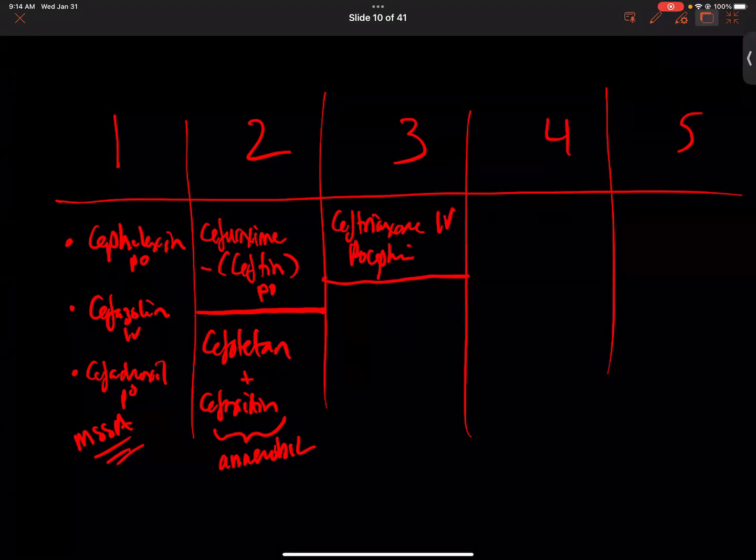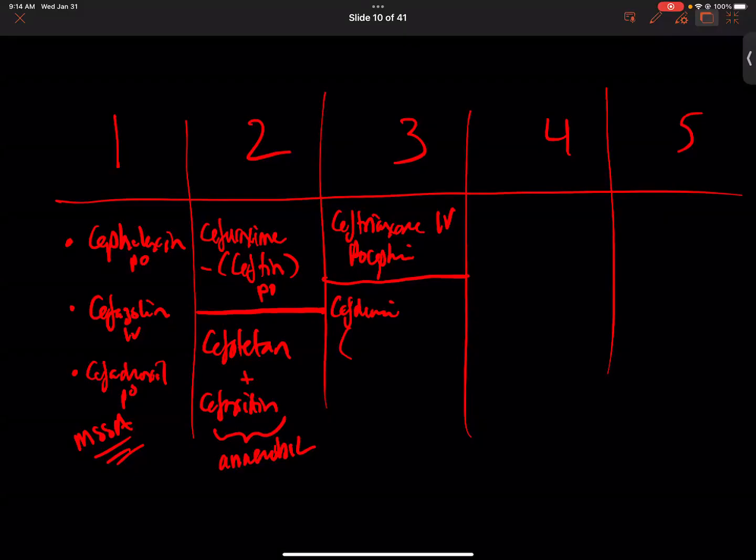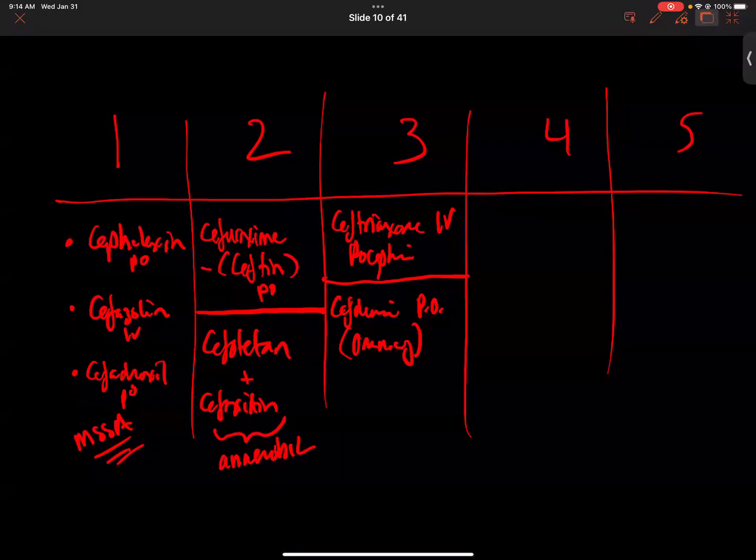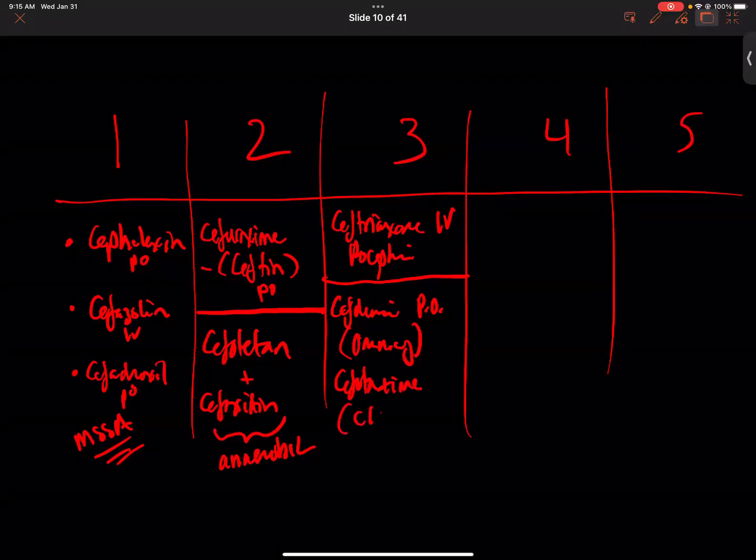Any others? Cefdinir. What is Cefdinir? What's the brand name for Cefdinir? Omnicef. And that's PO. There's been some availability issues with that one too over the last year or so, hasn't there been? Shortages on all of these suspensions, so to say. All right, cefdinir. Any others? Claforan earlier. Cefotaxime is Claforan, IV, third generation cephalosporin.